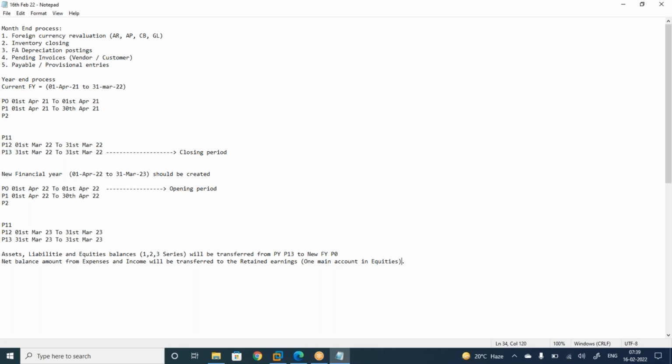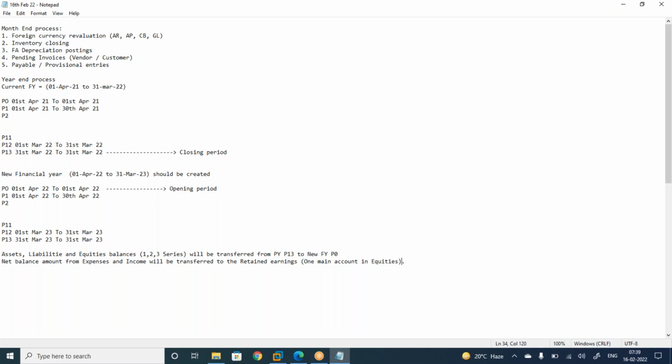Expenses and income will not be carried forward. You need to remember, 4 series, 5 series, 6 series, 7 series, 8 series, 9 series. These balances usually. So why am I not using that word? Sometimes you may create some ledger accounts like assets and liability in the 8 series. So that is the reason I'm not using that word.